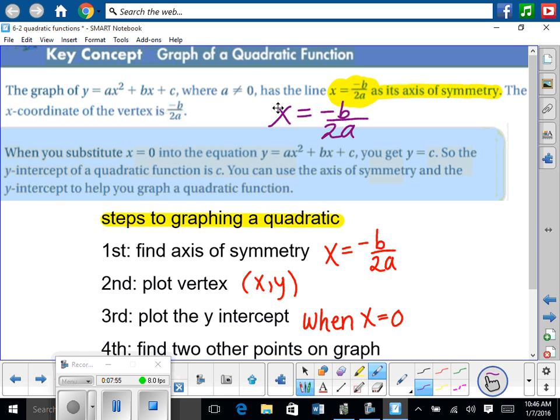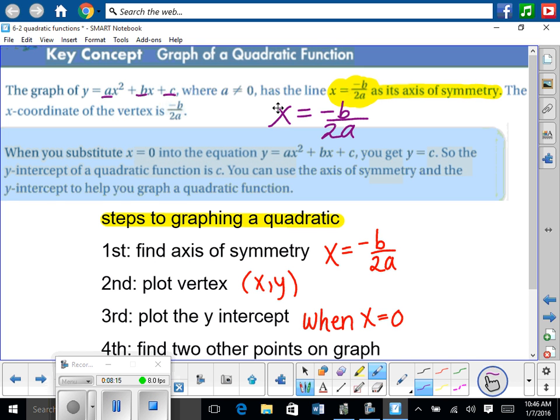Now remember, where b and a come from is the quadratic equation here. A is in front of x squared, very important. B is in front of x, very important, and c is our constant. Is everybody comfortable with that? All right, so that's how you find the axis of symmetry, even for graphs we were doing yesterday.